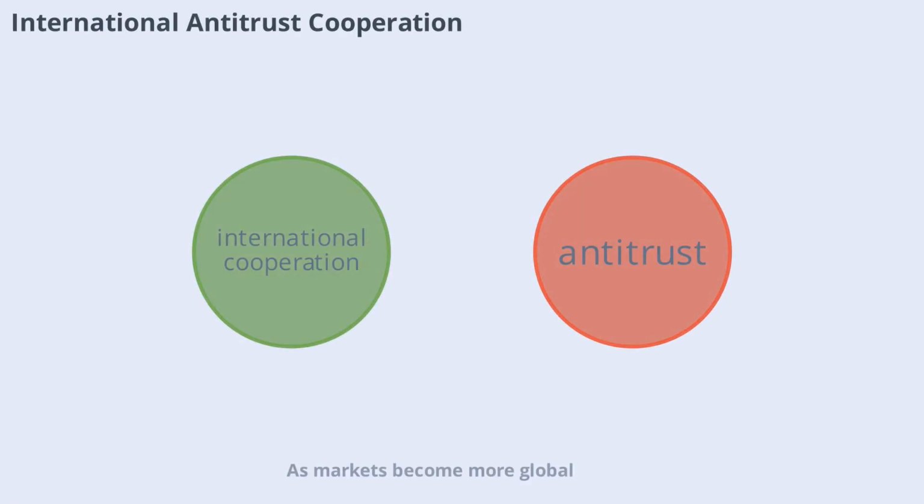As markets become more global, international cooperation on antitrust issues is increasingly important. Agencies from different countries share information, coordinate investigations, and harmonize regulations. This collaboration helps address challenges posed by multinational corporations and cross-border competition.